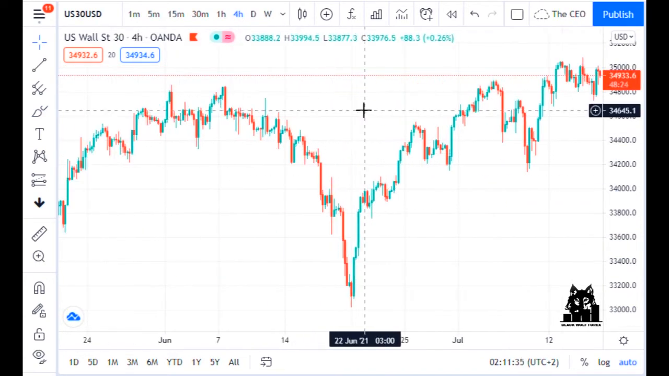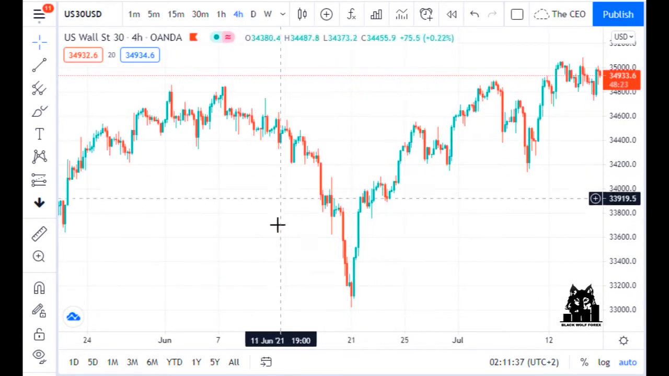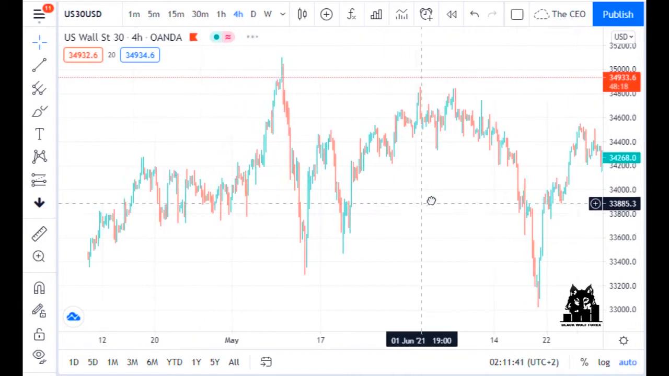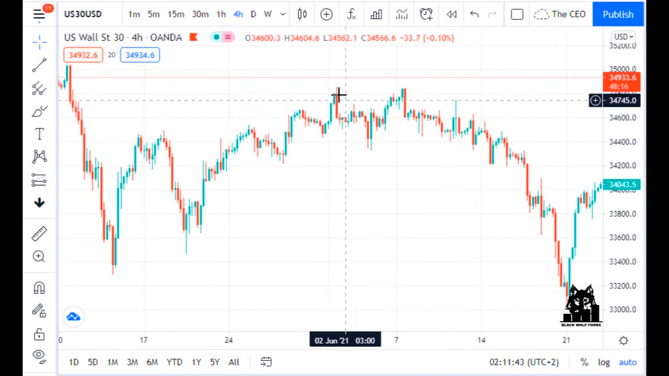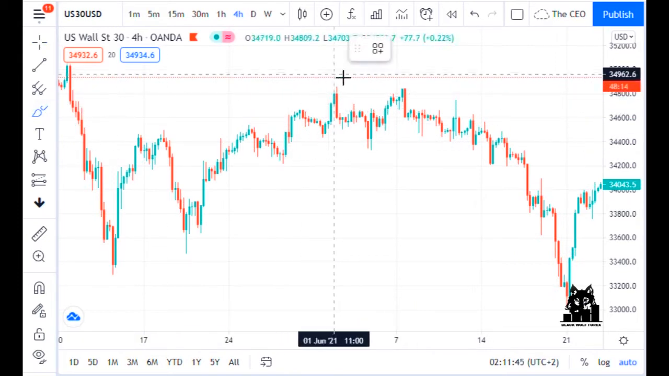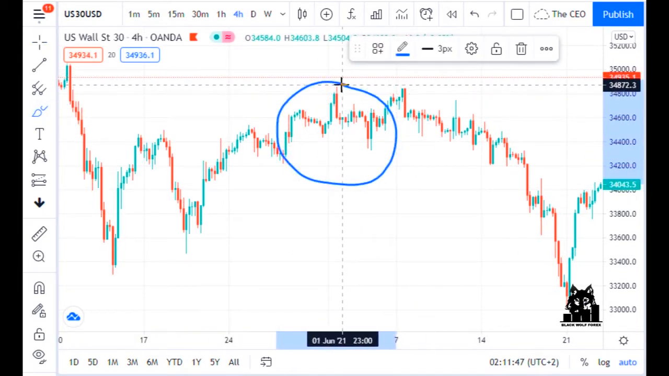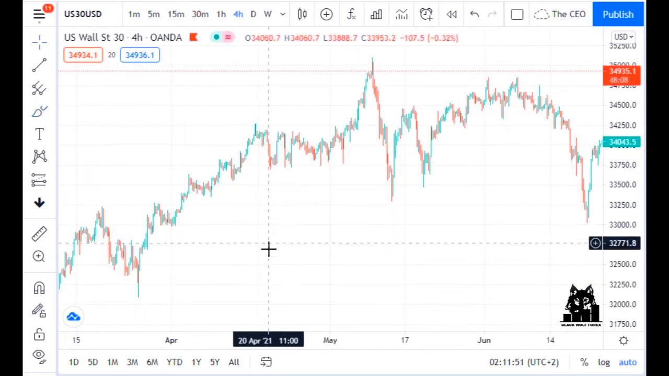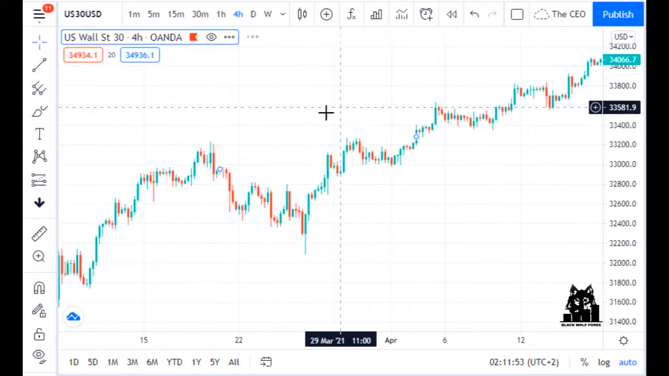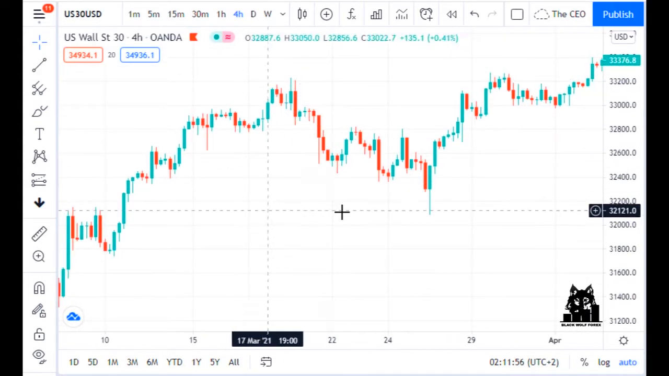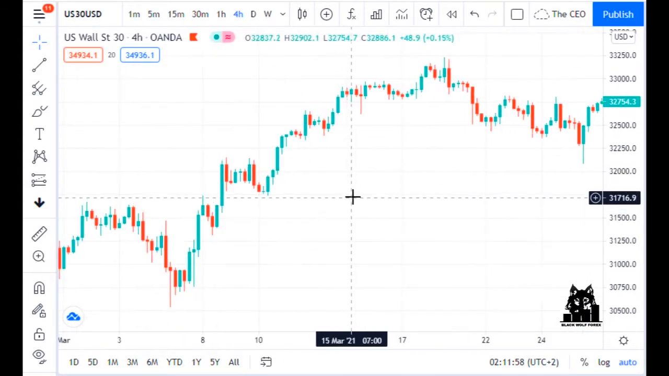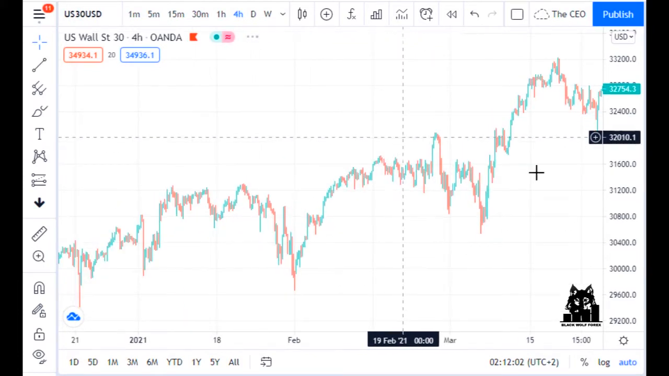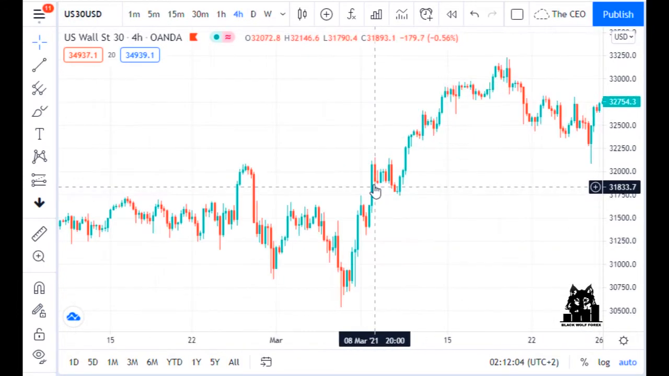I see an inverse head and shoulders here. Let's look for another inverse head and shoulders or a normal head and shoulders. I see also here a normal head and shoulders. You note it down. Let's look for others. I see another one here, so you note it down. This pair respects head and shoulders and double bottoms, and you also know the time frames it respects.